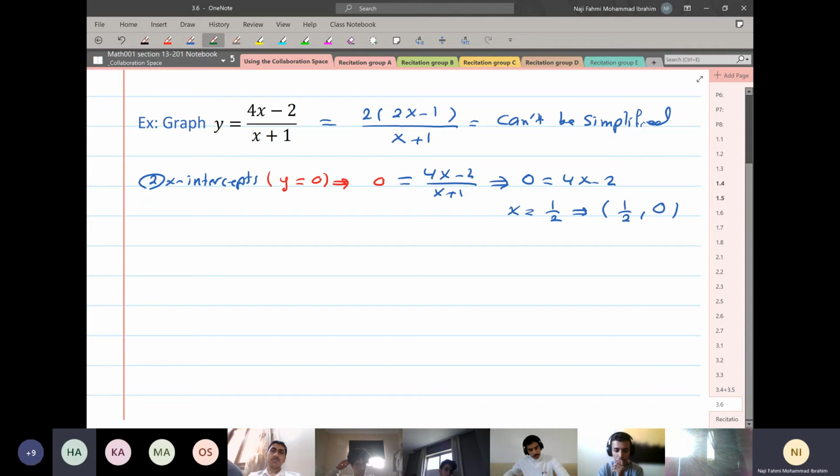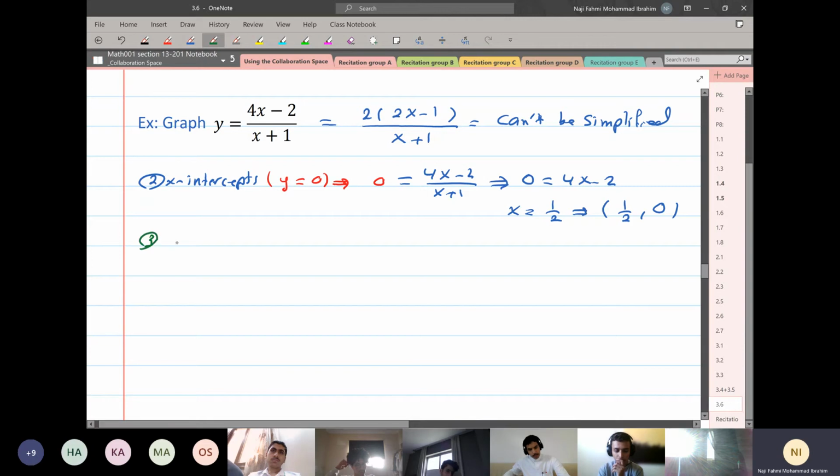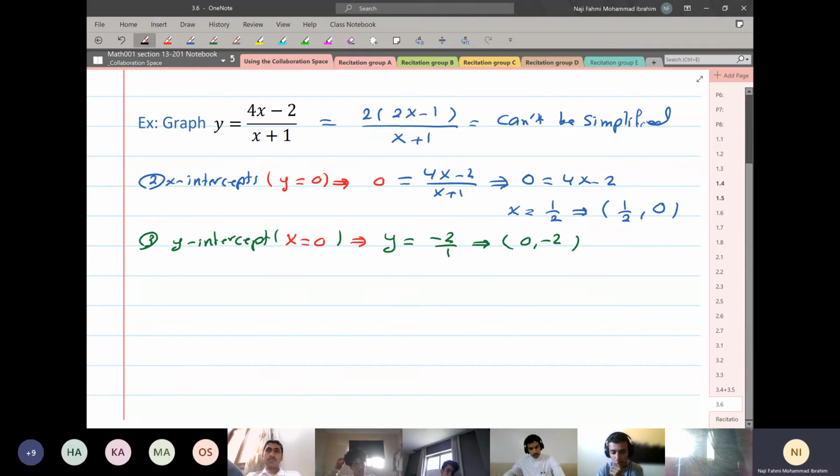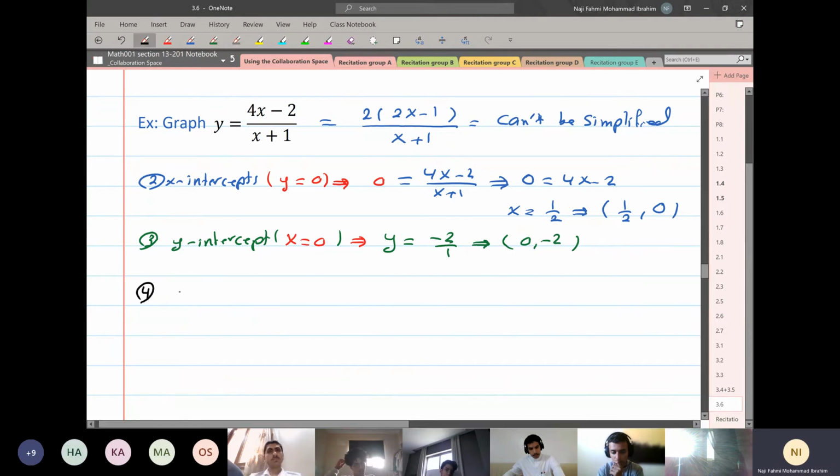The next step is to find the y-intercept. We have to replace x by 0. So what will the value of y be here? Negative 2 over 1. So can I make an ordered pair from that, which is 0 and negative 2? This is my y-intercept. Now the fourth step is to find the horizontal asymptote and the vertical asymptote.